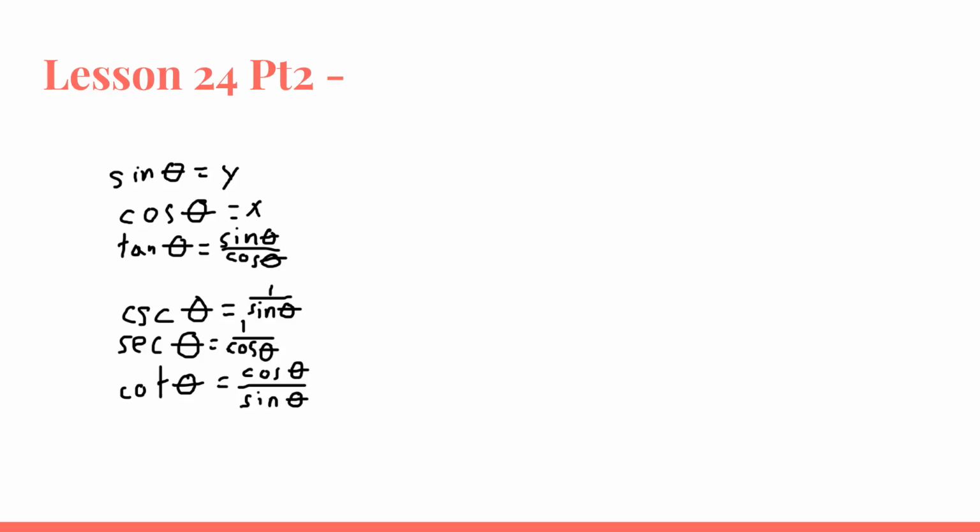Cosecant and secant of theta, they're just the reciprocals of sine theta and cosine theta, so you have 1 over sine theta and 1 over cosine theta. And then you have the last part, cotangent theta, which is equal to cosine theta over sine theta, also known as x over y.